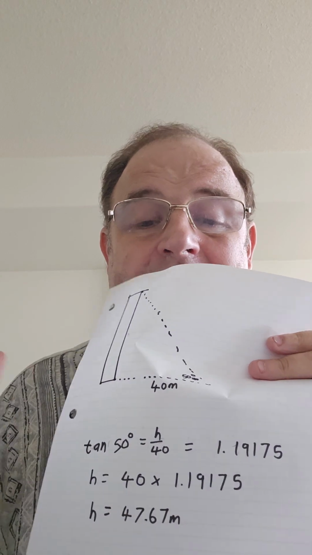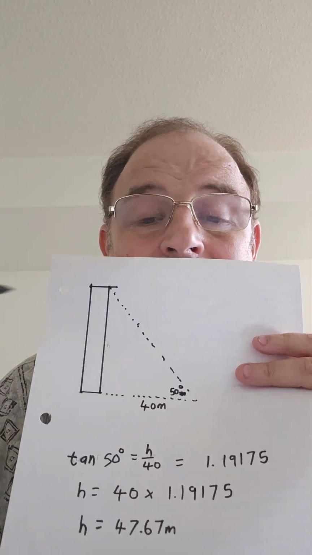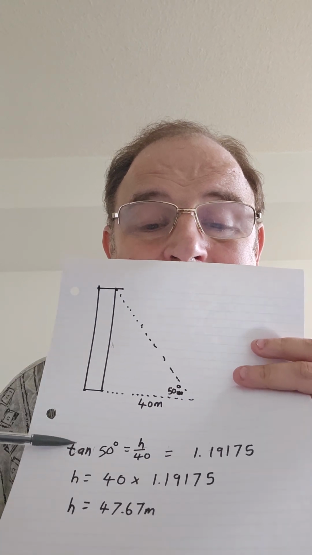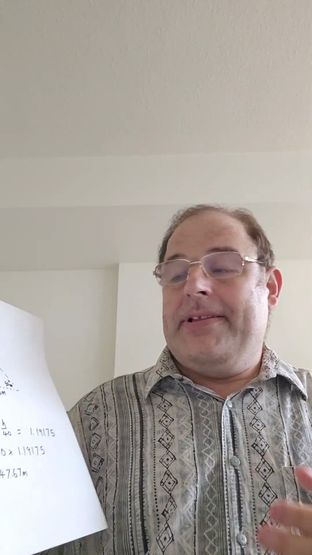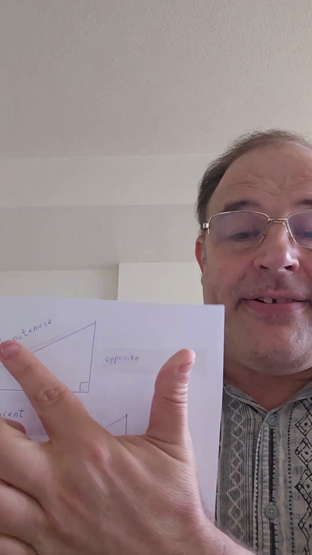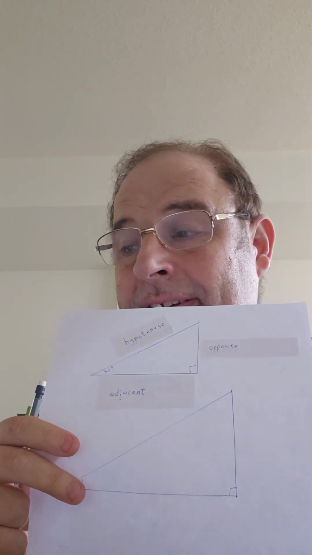See how I use trigonometry? Opposite over adjacent is the same for any 50-degree triangle with right angles. So height over 40 must equal the tan of 50, which is 1.19175. I have just used trigonometry to solve a problem. Now, when I started off, I gave these angles names like opposite and adjacent. I spoke about tan, and there are other terms.